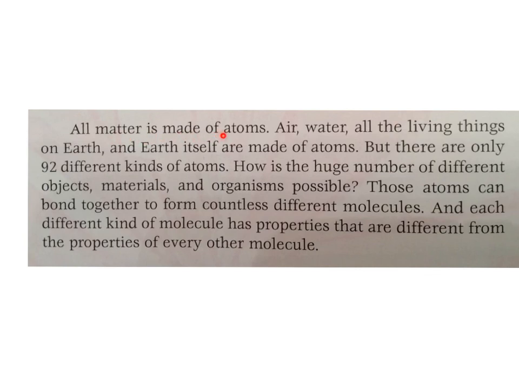All matter is made of atoms. Air, water, all the living things on Earth, and Earth itself are made of atoms. But there are only 92 different kinds of atoms. How is the huge number of different objects, materials, and organisms possible? Those atoms can bond together to form countless different molecules, and each different kind of molecule has properties that are different from the properties of every other molecule.